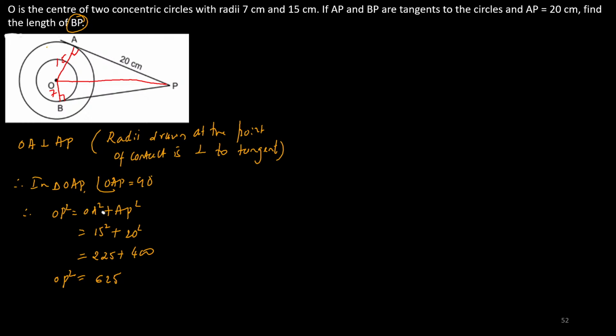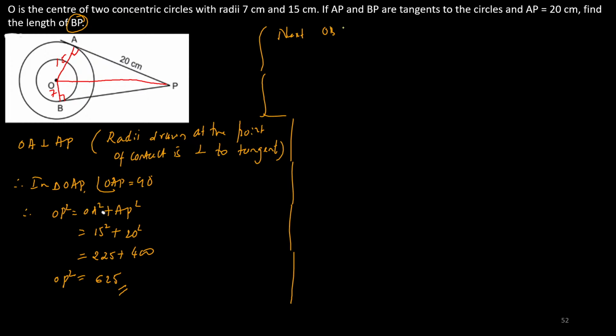Sometimes if 625 is not a perfect square, it doesn't matter, children. You can just keep it as OP square because that is not required for me. You're asked to find out the length of BP, not OP. Even if it is not a perfect square, you can keep OP square as it is. But here it is a perfect square.